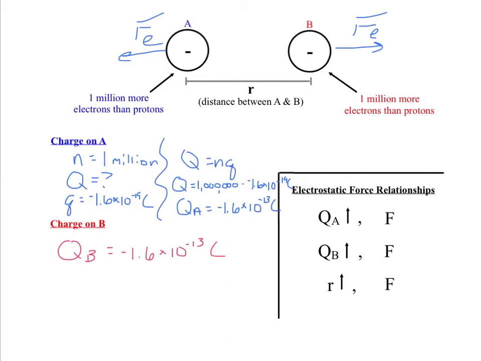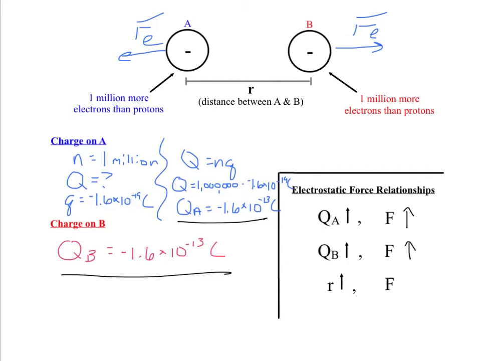So now let's start to build relationships. If I made my QA value bigger, my QA went up, what would happen to my electrostatic force? Just think, more charge, more electrons would cause my force to go up. Same thing for my QB. If I cause my QB to go up, that would mean my force would go up also.